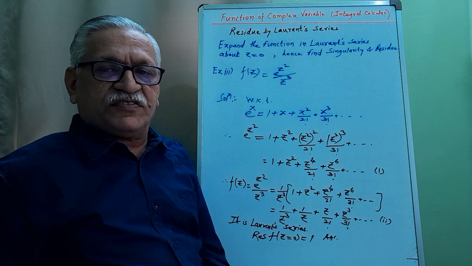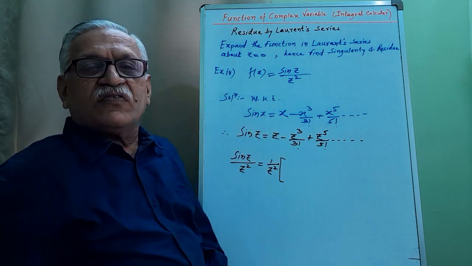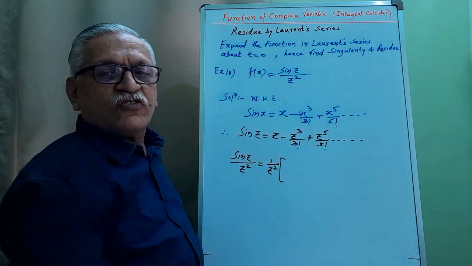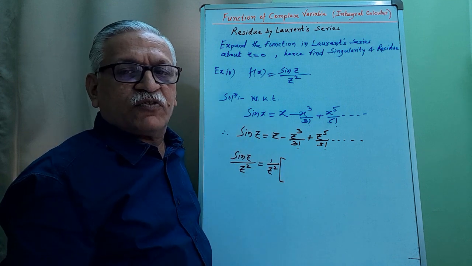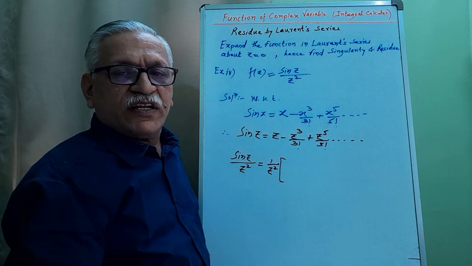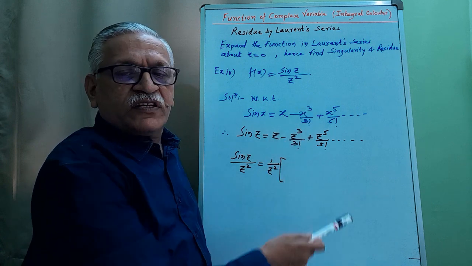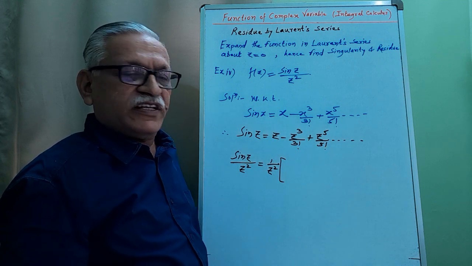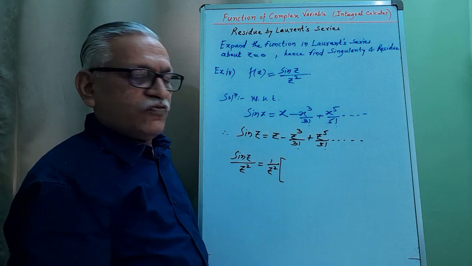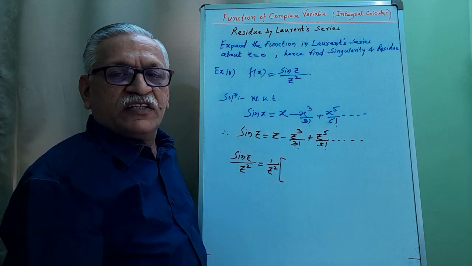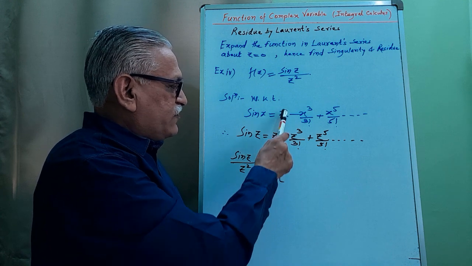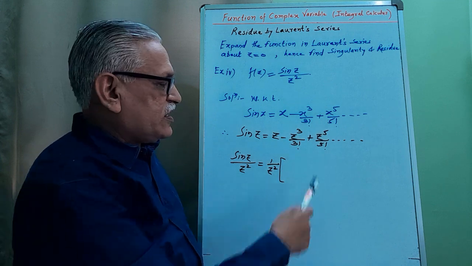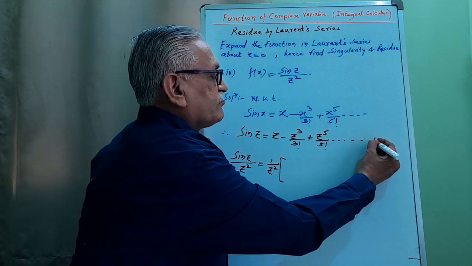Fourth example, find the Laurent series for the function f of z is equal to sin z divided by z square. To obtain its Laurent series, we take the help of the standard series for sin of x. We know the series for sin x as x minus x cube by 3 factorial plus x raised to 5 by 5 factorial and so on. Terms are once again alternately positive and negative, and it exists for odd powers of x only. Therefore, replacing x by z, we get the series of sin z as z minus z cube by 3 factorial plus z raised to 5 by 5 factorial and so on. We call this equation 1.